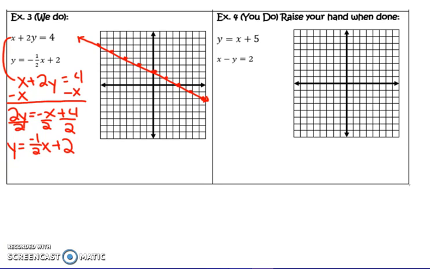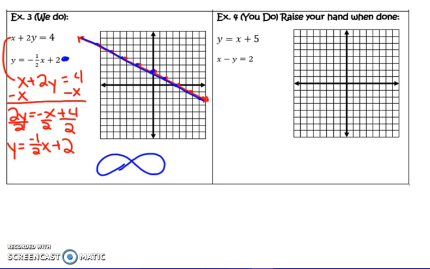Now we're going to graph our second equation. It's already in slope-intercept form, so I'm going to start at my y-intercept of positive 2 again. And it's negative 1/2, down 1 to the left, down 1 to the left. If we notice, every single point falls on that line. These two equations are the same equation, so there are infinitely many solutions. The lines fall right on top of each other.